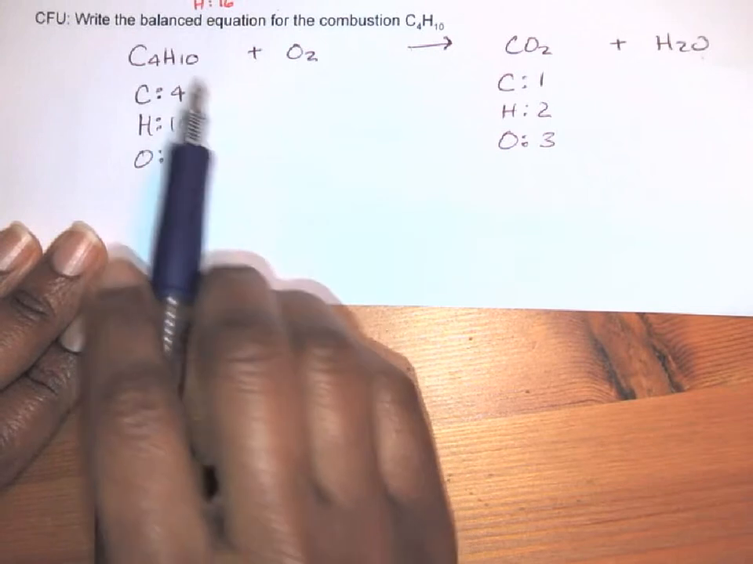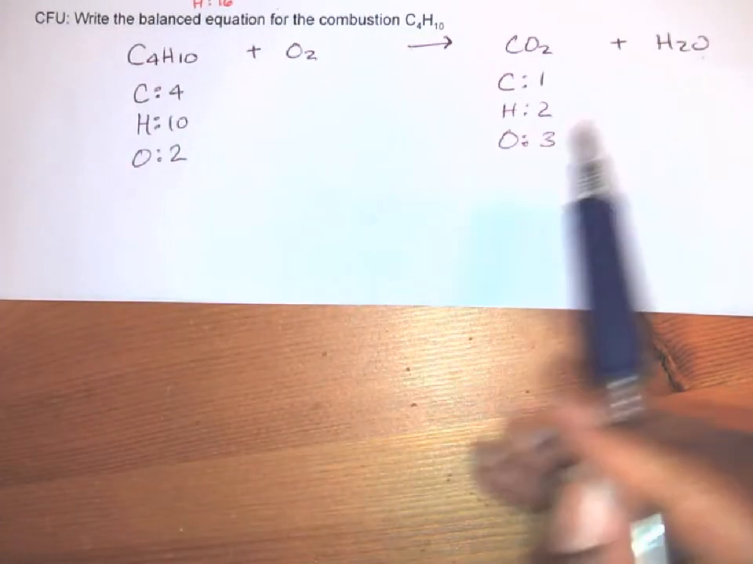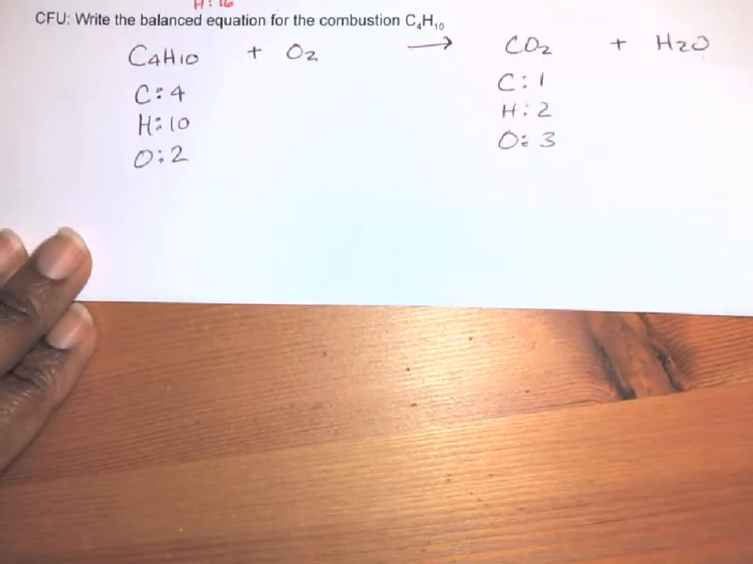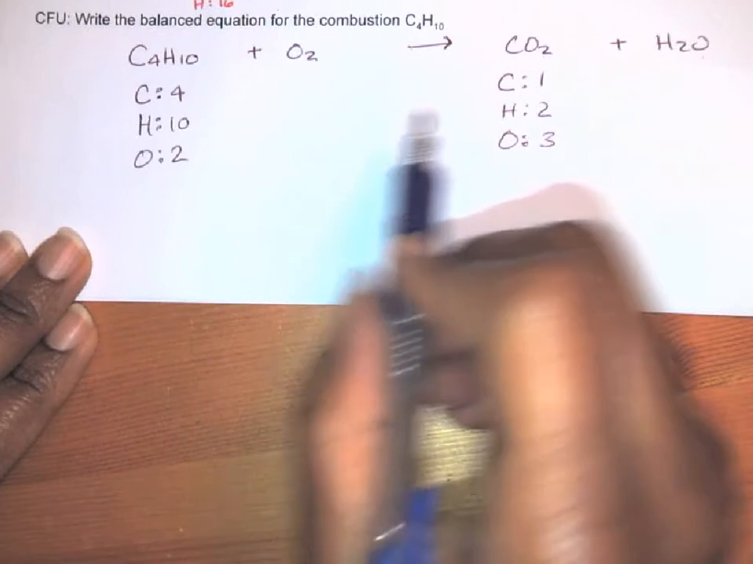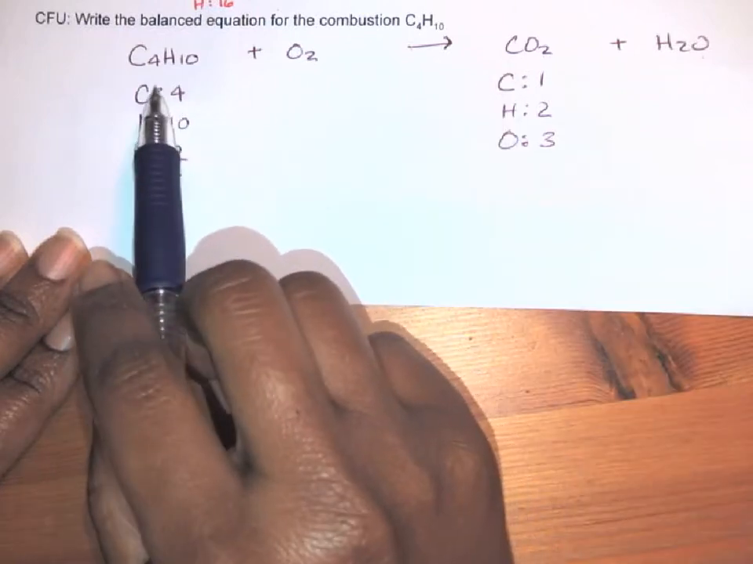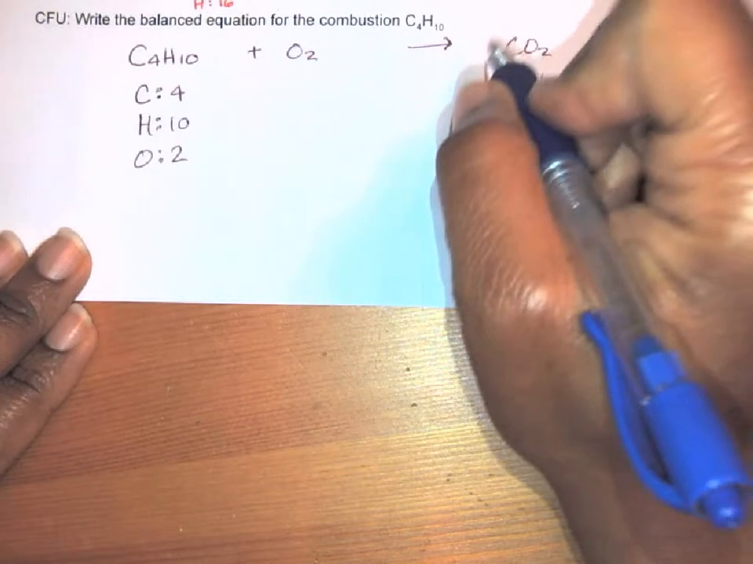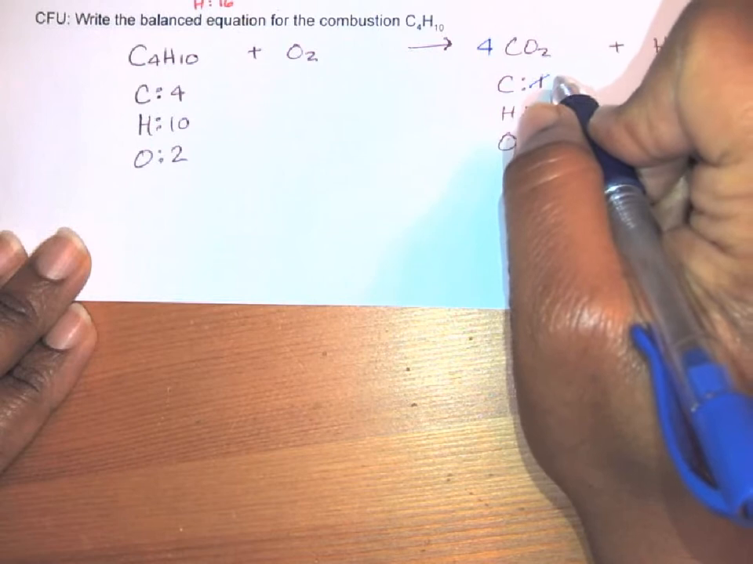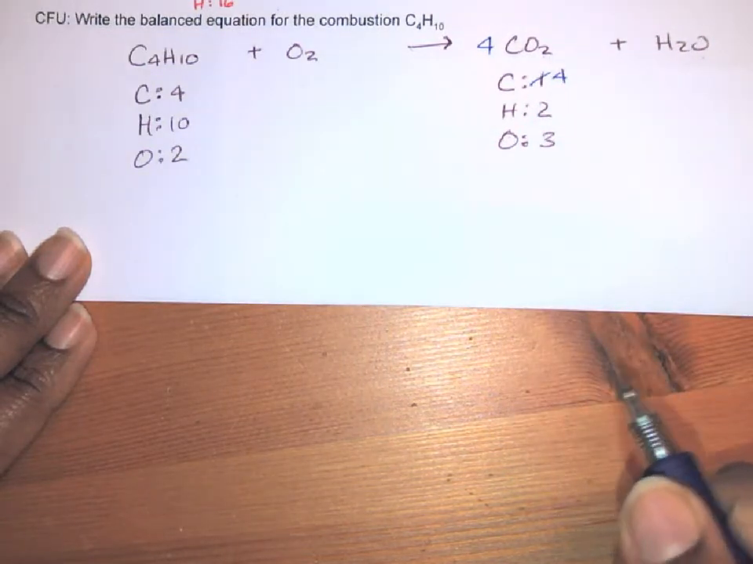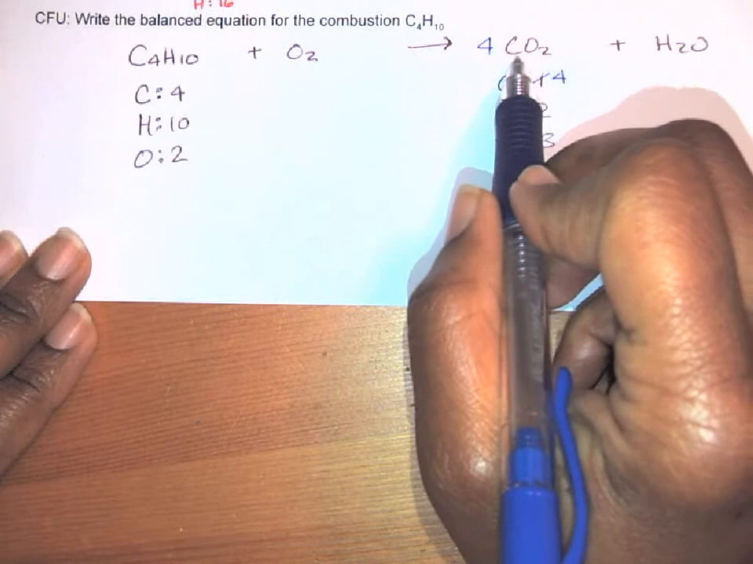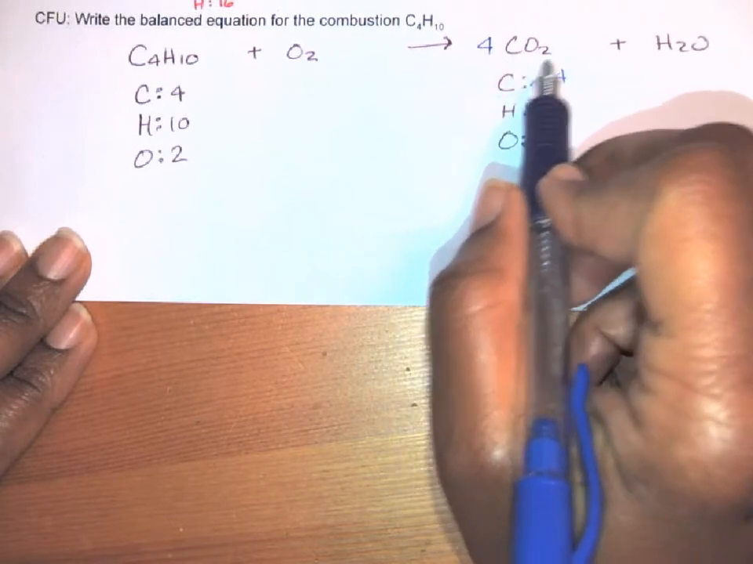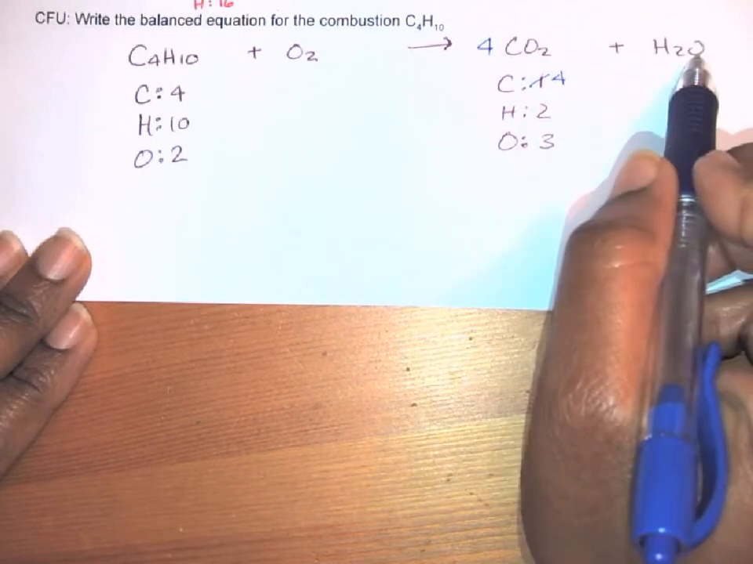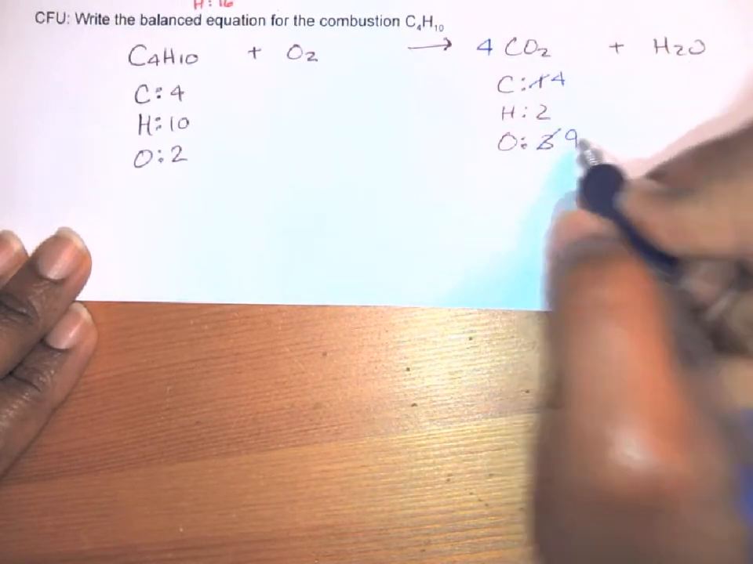Now I want to start balancing by changing the coefficients, and I'm going to do oxygen last, of course. Remember, that's one of our key strategies. Starting with carbon, I have 4 on this side and I want 4 on that side, so I'm going to change the coefficient in front of CO2 to be 4. Remember, CO2 is a compound, so by changing that coefficient, I also change the number of oxygens on the product side. I have 4 times 2, which is 8, plus the 1 from water, for a total of 9 oxygens now.